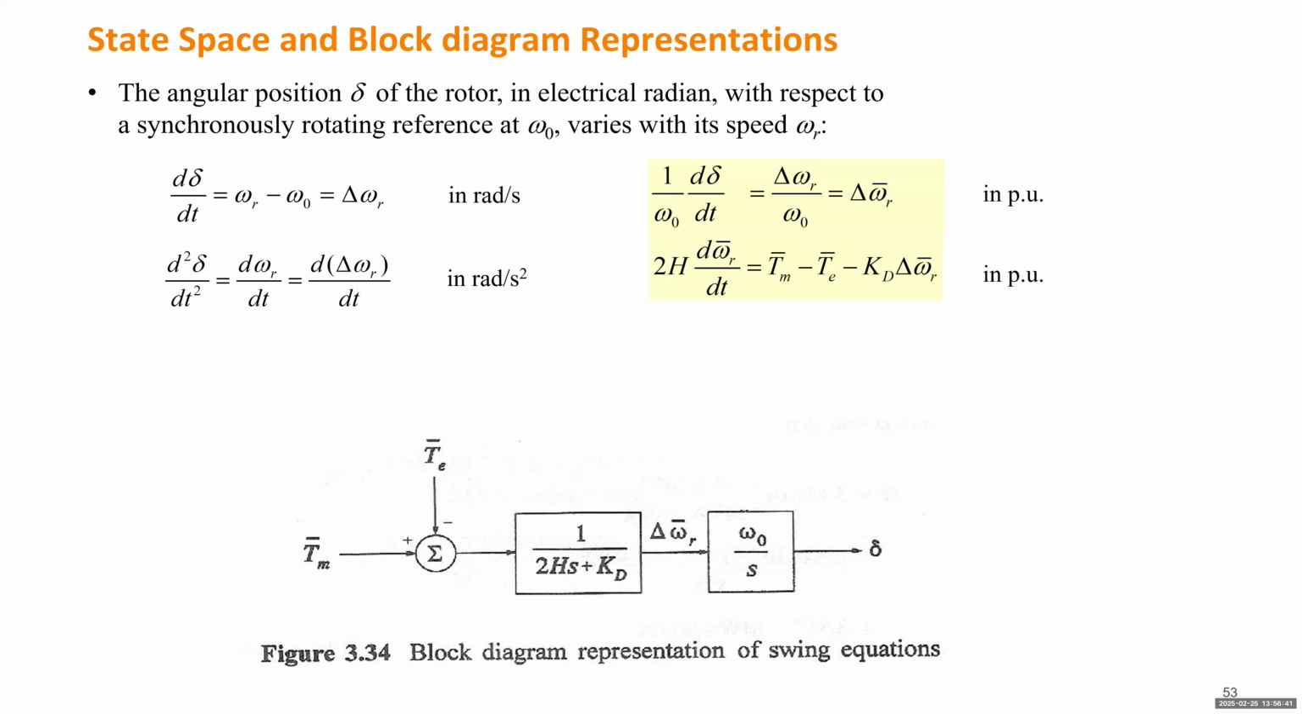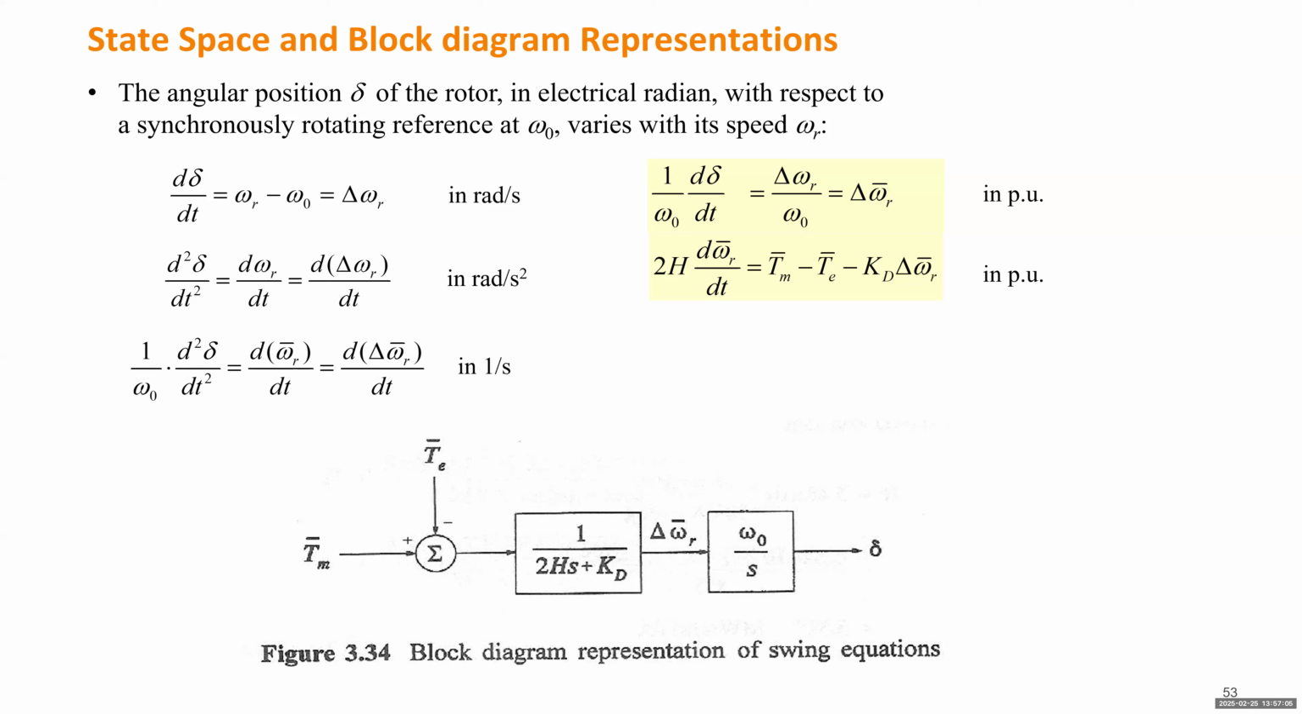Okay. The next one: if I calculate the derivative of the first equation, I get the second order derivative of delta. That will be the first order derivative of the speed deviation, or speed. Then I can make both sides per unit by dividing both sides by omega 0, and I can get the third equation.